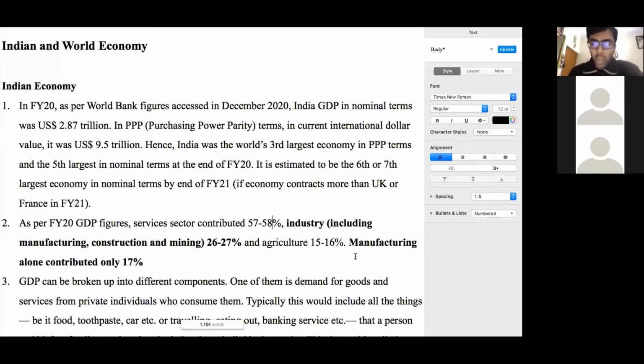And in any interview or in any kind of a write-up, if you express these figures as per the latest figures for so-and-so financial year or so-and-so estimates given by the government, it is always considered as well-known knowledge or a well-known fact. Nobody expects you to know the exact figure, but if it is close to the actual number, that's considered fine. So industry contributes 26 to 27% of the GDP and agriculture contributes 15 to 16%.